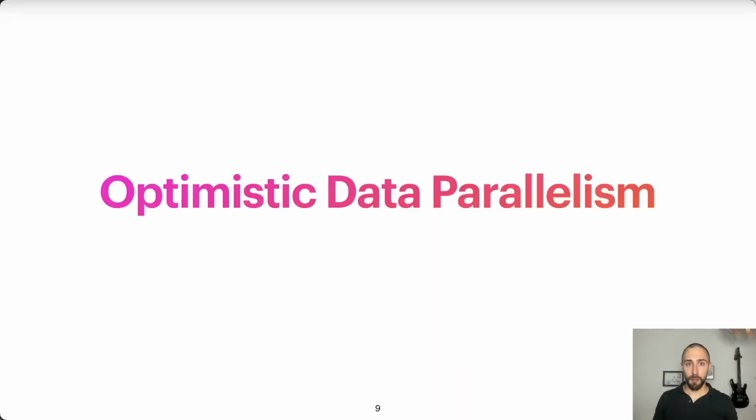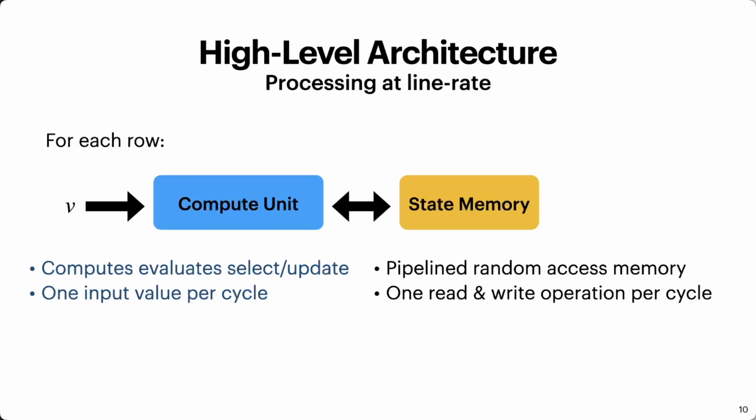Now that we've established the background on FPGA accelerated sketching and its individual components, let's talk about the subject of the paper, optimistic data parallelism for FPGA accelerated sketching. On a high level, the state-of-the-art architecture for FPGA accelerated sketching looks as follows. For each row, we have a compute unit that is responsible for evaluating the select and update function, and we have state memory that is responsible for storing and providing the state of the individual entries in the row. This architecture is set up such that the compute unit is consuming one input value in each clock cycle, and the state memory is also able to consume one read and one write request per clock cycle.